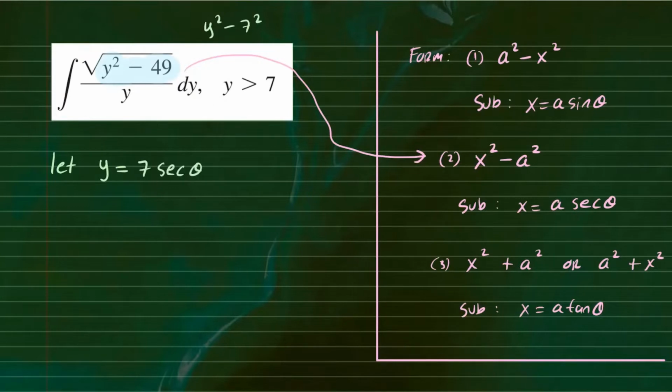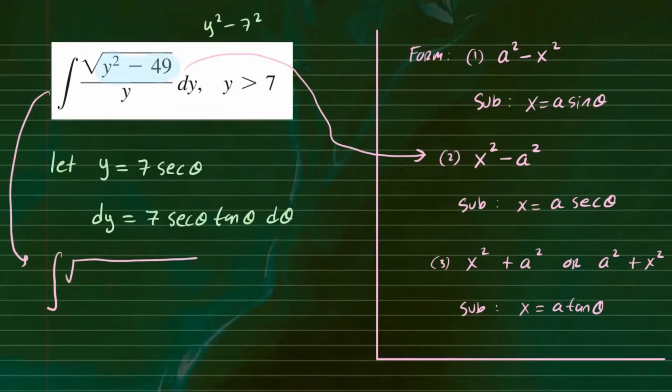Once we do that, now we can take the derivative of this substitution. dy is equal to 7 times the derivative of secant, which is secant theta tangent theta d theta. So now we can go back to our integral and make the substitution, translating everything in terms of the theta variable.